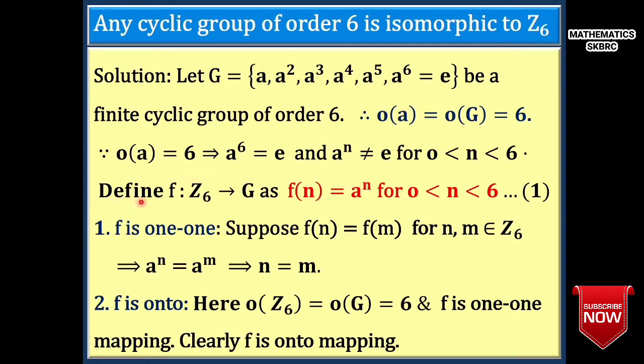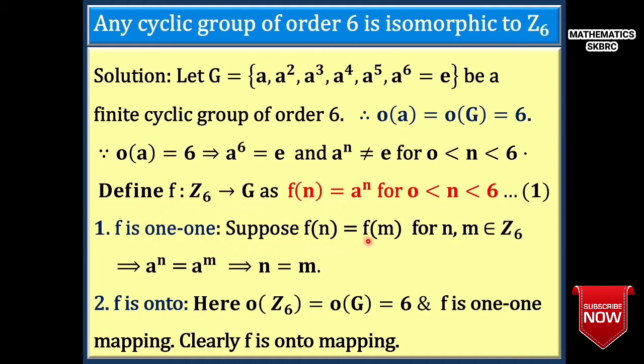Now we define a mapping f from Z6 to G as f(n) = a^n for 0 ≤ n < 6. This is denoted by equation 1. Clearly, f is a mapping from Z6 to G. Now we prove that f is an isomorphism from Z6 to G. First, f is one-one.